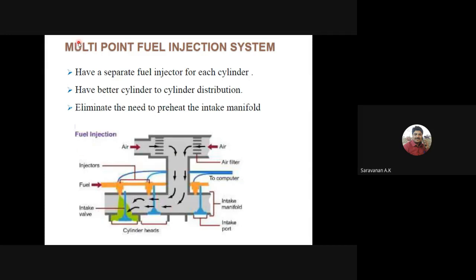We can see the multi-point fuel injection system, right? It will have a separate fuel injector for each cylinder, and it will have better cylinder to cylinder distribution, and it will eliminate the preheat of the inlet manifold, right? These are the inlet manifold. Here you can see the different types of fuel injection. Each cylinder will have a separate fuel injector, so it will have better distribution and eliminate the preheat of the inlet manifold, right?